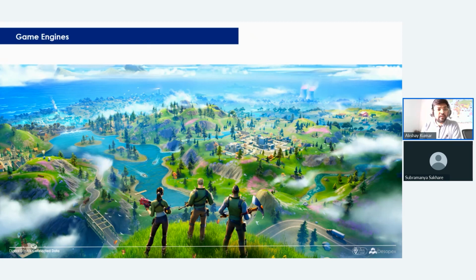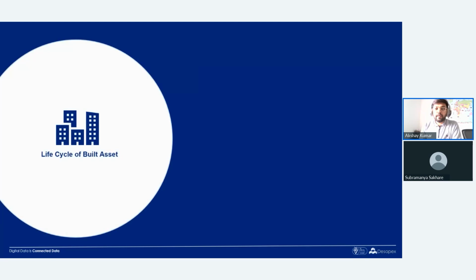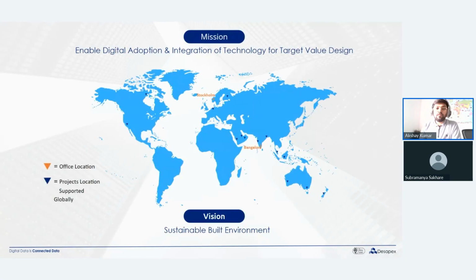Creation of new possibilities was considered, and we, Desapex, as an organization, incorporated to facilitate and enable technology adoption in various segments to achieve target value design, as we believe this will be the solution to most of the problems that can stop us from achieving a sustainable built environment. And as you all know, the mission of our company is to enable digital adoption and integration of technology for target value design. And our vision has always been to have a sustainable built environment.